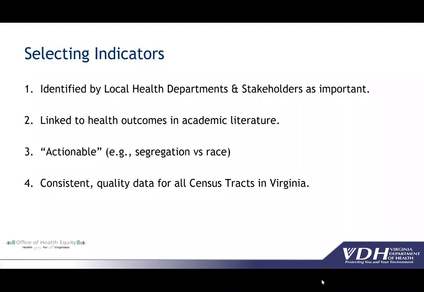And again, we all had to sit down to identify these indicators that we think affect health. And also, we had to be sure that there is academic literature that supports what we're trying to do. And again, the indicators that we were trying to identify were more actionable, like I said earlier, segregation versus race. And again, we wanted to make sure that they are consistent, that you can get all those variables at the census tract level. So those are some of the things that we had to consider when we're doing the index.